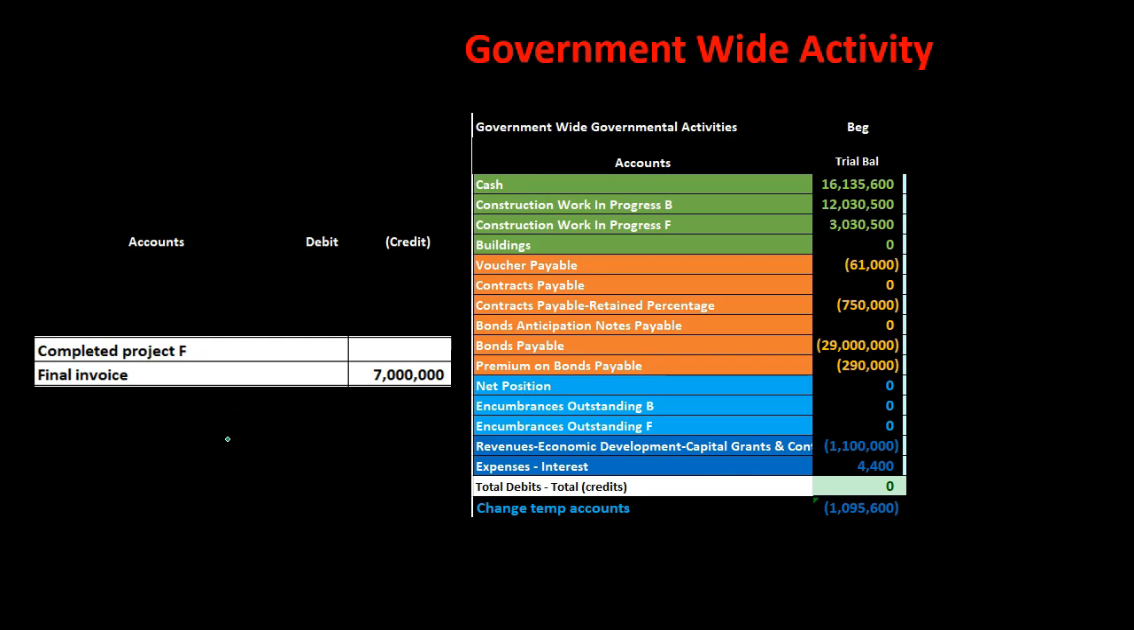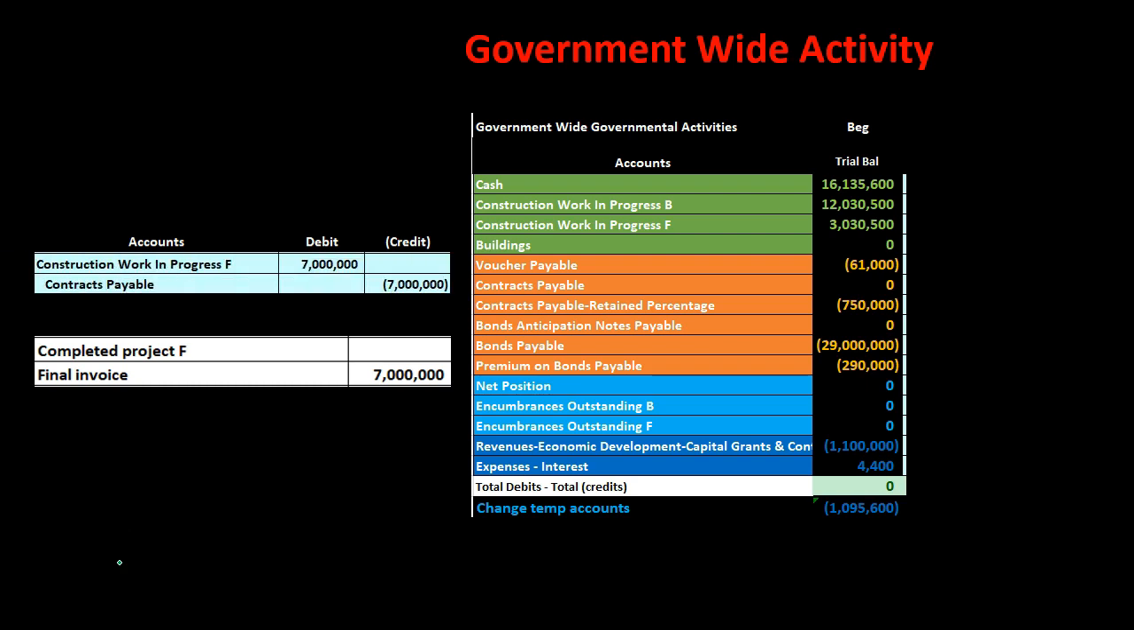Next transaction, we're going back to the government-wide accounting. We're going to say that we completed Project F. We have a final invoice, that final invoice being for the $7 million. So first we'll record the final invoice. So the final invoice is going to be a debit to the construction work in process. This is on an accrual basis, job cost system.